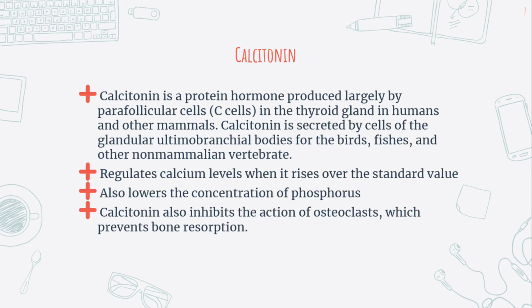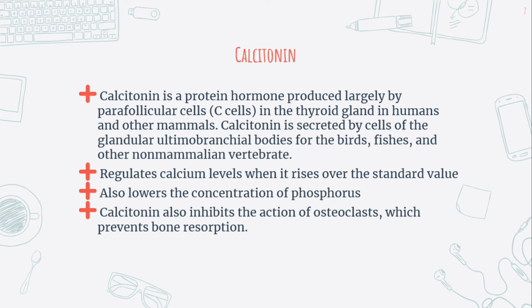Now for calcitonin. It is known as a protein hormone synthesized and secreted in humans and other mammals, largely by C cells in the thyroid. For the fishes, birds, and non-mammalian vertebrates, it is secreted by cells of the glandular ultimobranchial bodies.